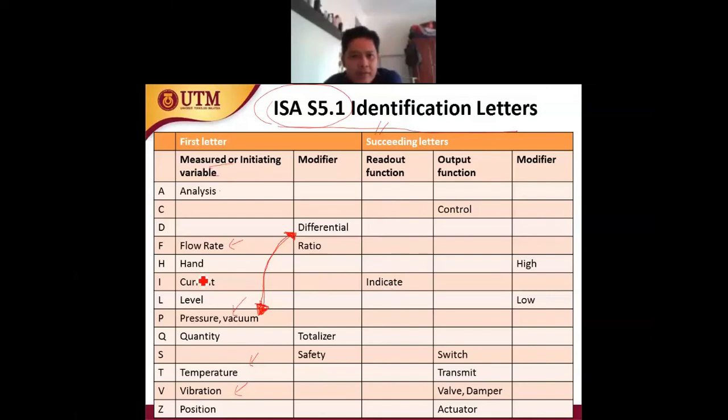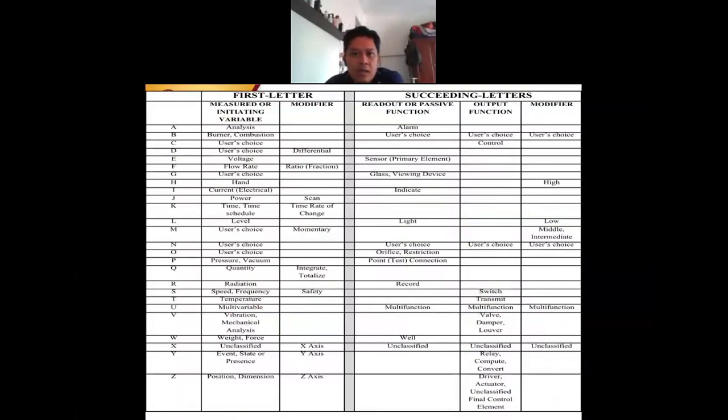So the other letter, for example, I, indicator. That indicator means that the function is to indicate. Or we use C for control, and so on. And then you can see this in detail, the other letters in detail, from A to Z.